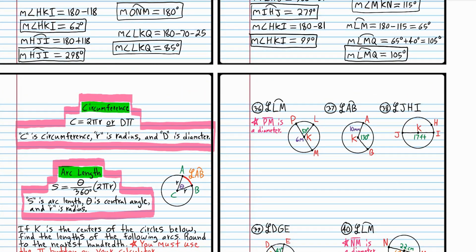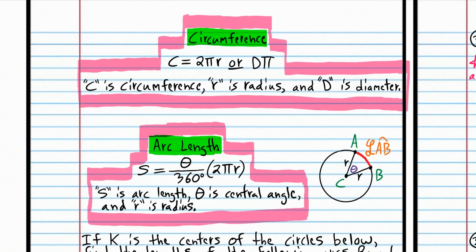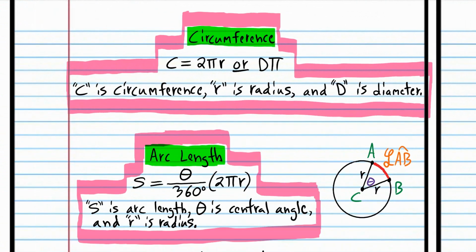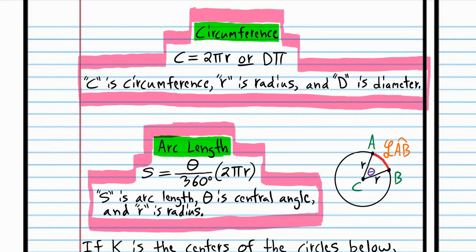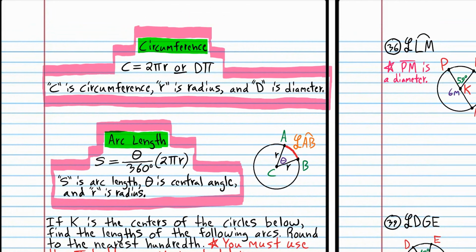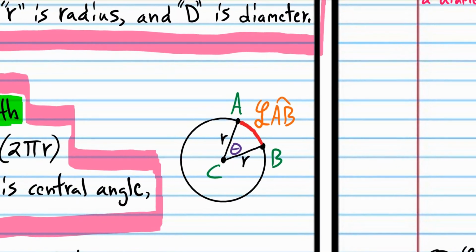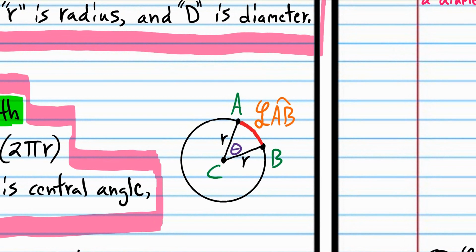All right, now we're going to move on to arc length. We talked about arc measure quite a bit, and central angles and so on and so forth. Now we're going to talk about arc length. This is the actual length of an arc. So that depends on how big the circle is. So that's the red part. We're going to find that actual length.